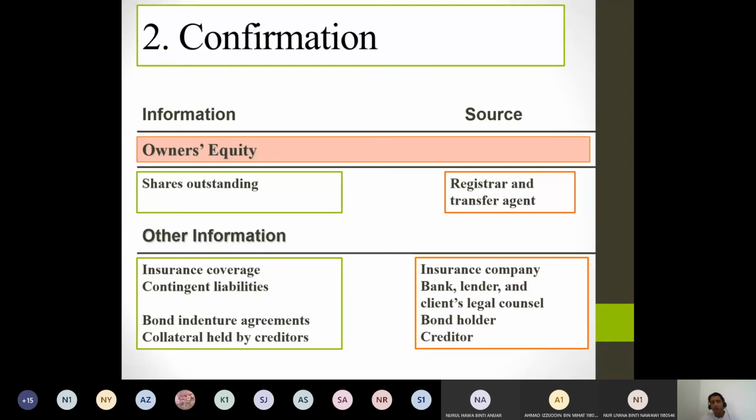So we need confirmation. We need to know what is the item that we need to acquire to ensure that it exists. So we need to see who is the source of this, either the assets or the liabilities or owner equity. So we need to refer to the source, and then we send a request of confirmation.